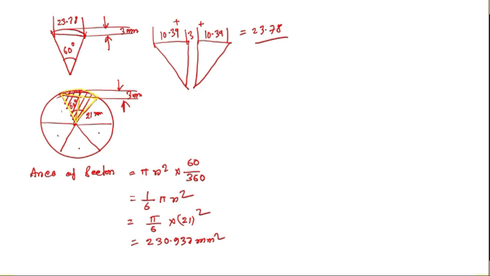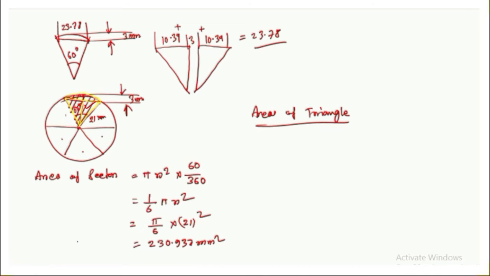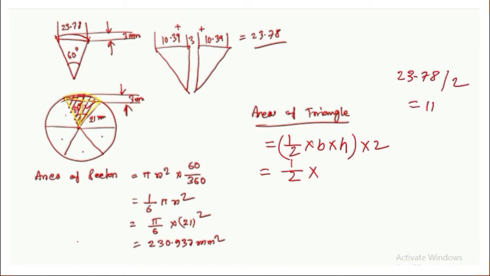How do we calculate the triangle area? What is the formula? Area of triangle equal to half into B into H. Half into B, B is this one, total 23.78 divided by 2, that is 11.89. So 11.89 into H, which is 18, into 2. This is coming to 214.02 mm square.